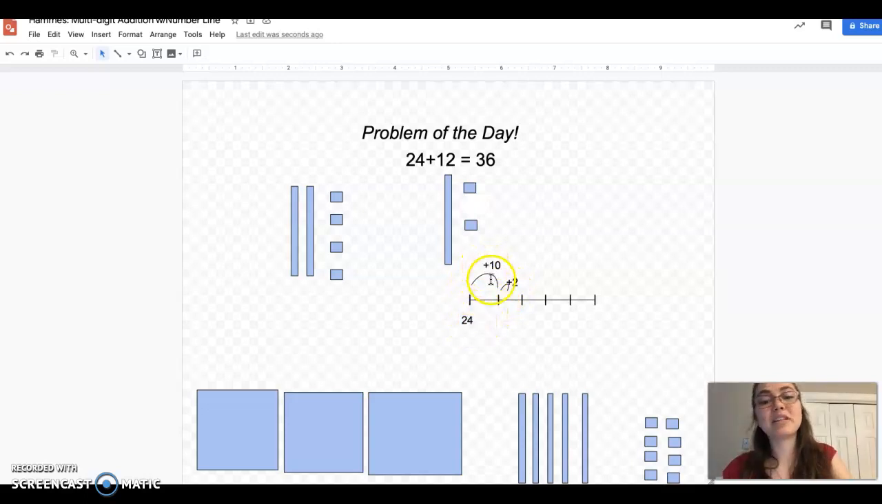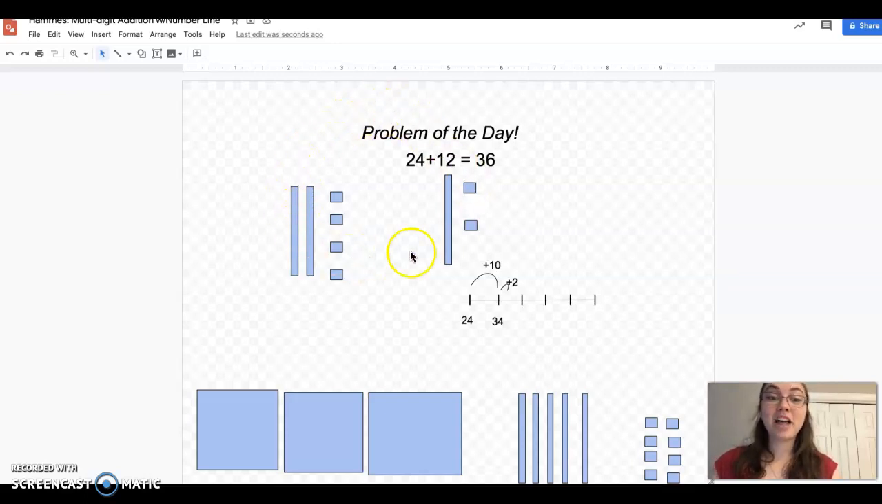So what's 24 plus 10? 34. That must be this mark. What is 34 plus 2? 36. So right there on that little space, that must be 36. Is 36 the answer we got when we added these blocks earlier? It sure is. So now we have 2 strategies for solving multi-digit addition problems.